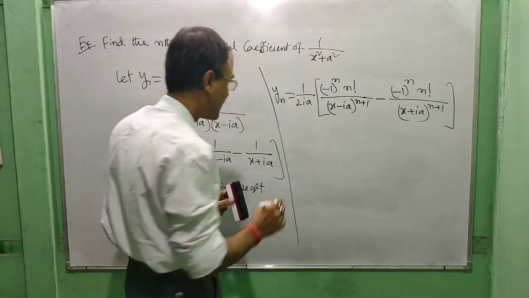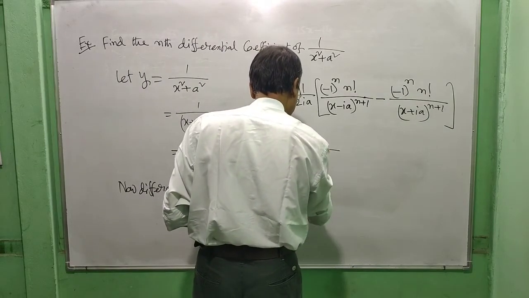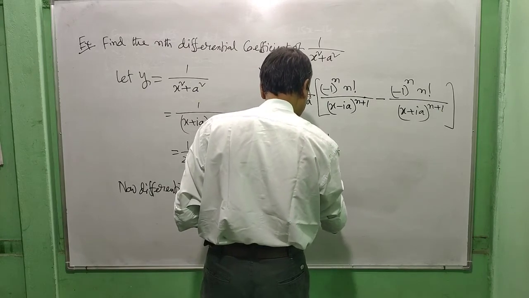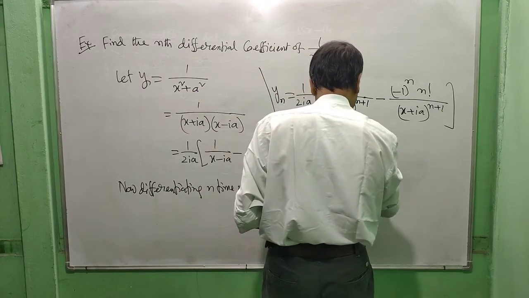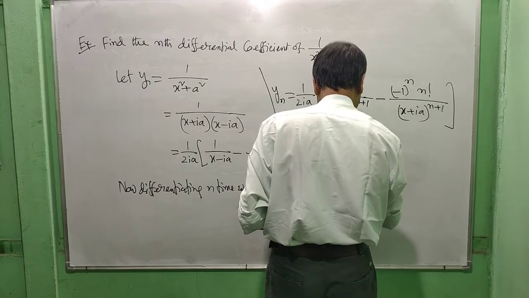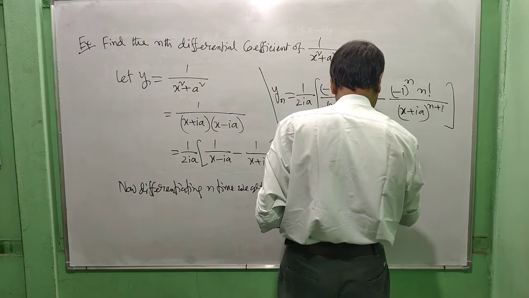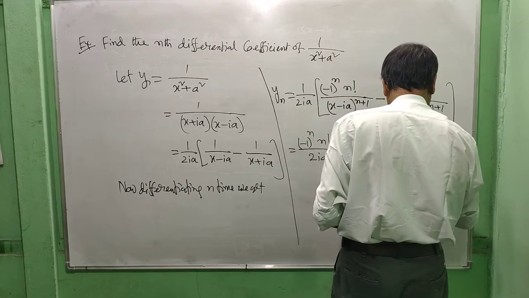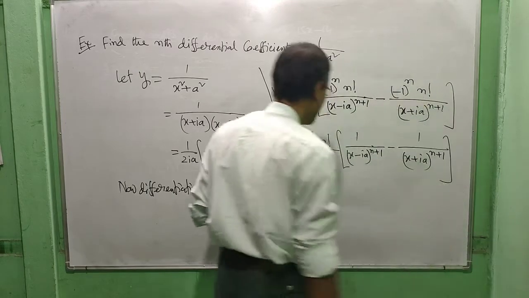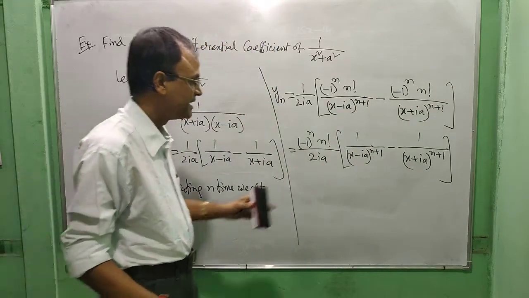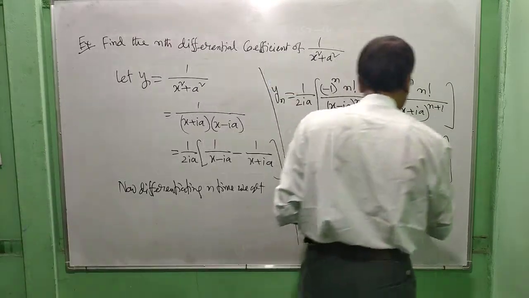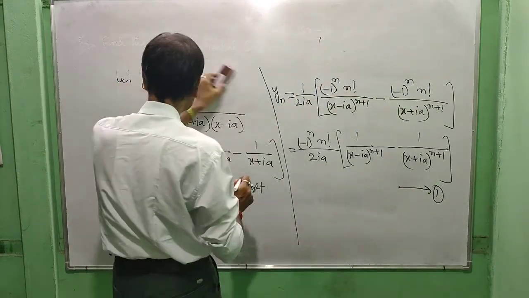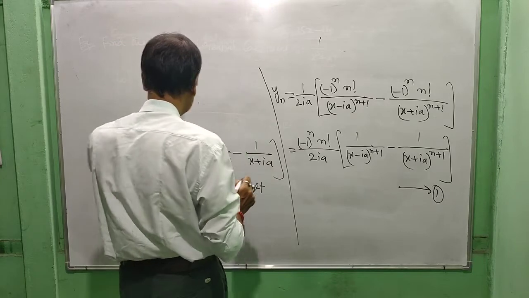You will get this. Now take minus 1 whole to the power n factorial n common. You will get 1 by x minus ia whole to the power n plus 1 minus 1 by x plus ia whole to the power n plus 1. Suppose this is number 1.